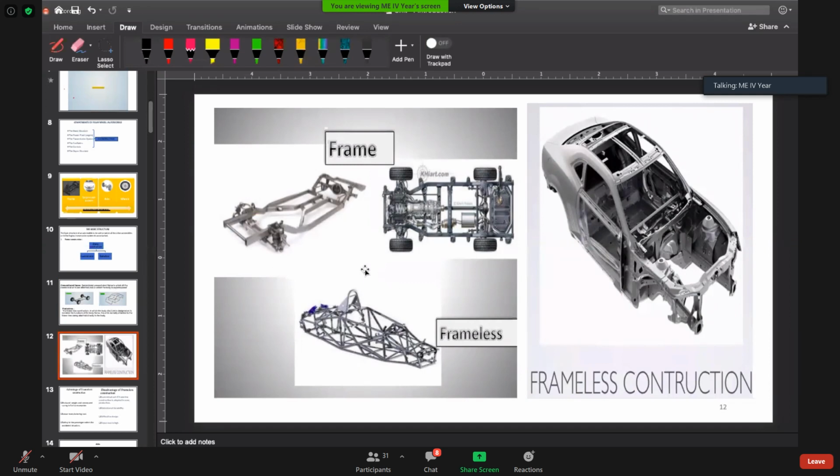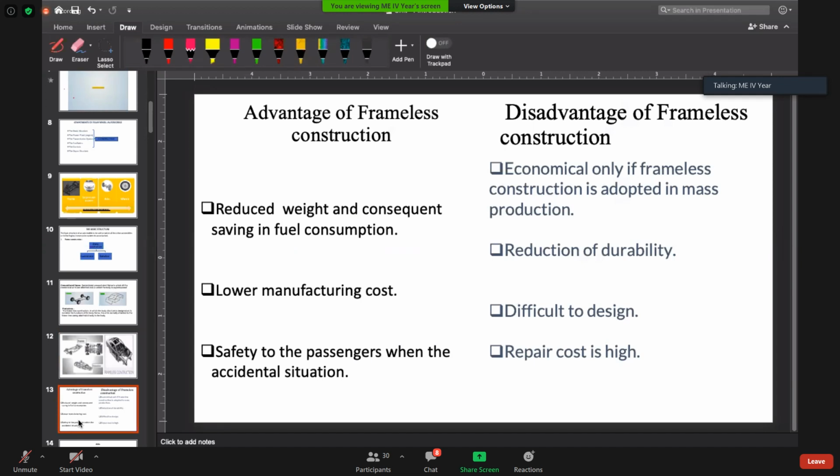So here in this figure, you can see the frame of your normal vehicle, the automobile, and this Formula One car frame, that is the frameless construction. Now, advantage and disadvantage of frameless construction. Advantage: reduced weight and consequent saving in the fuel consumption, lower manufacturing cost, safety to the passengers during the accidental situation. So you can keep these 3 points in your mind. Okay, when this question is asked about frameless construction, you can write the advantages and the disadvantages.